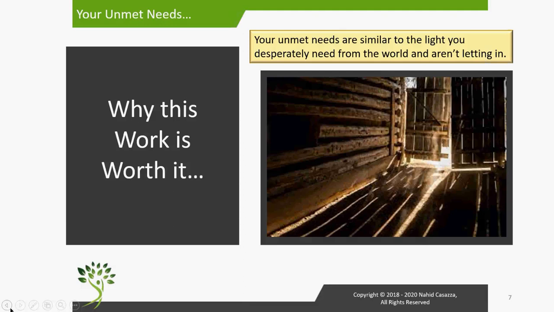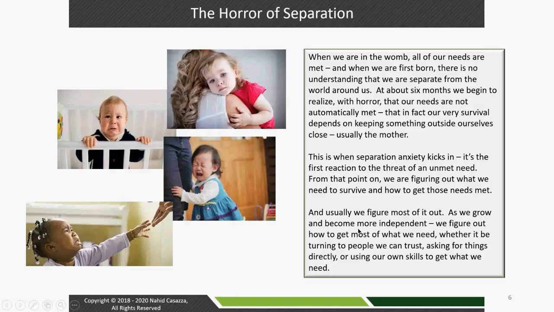But in some cases, there are certain things that we don't ever figure out how to get met. And we all have some of these. We all have a pattern. We all have something that tended to distress us a lot when we were younger, even if we were in great families. This could be, let's say you're a child in a large family and you want attention or love and your parents ignore you.